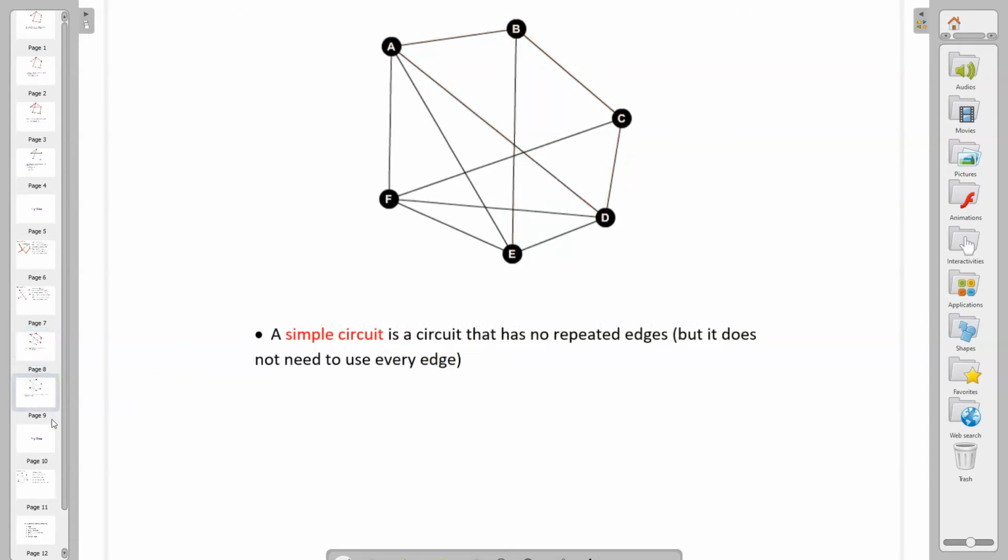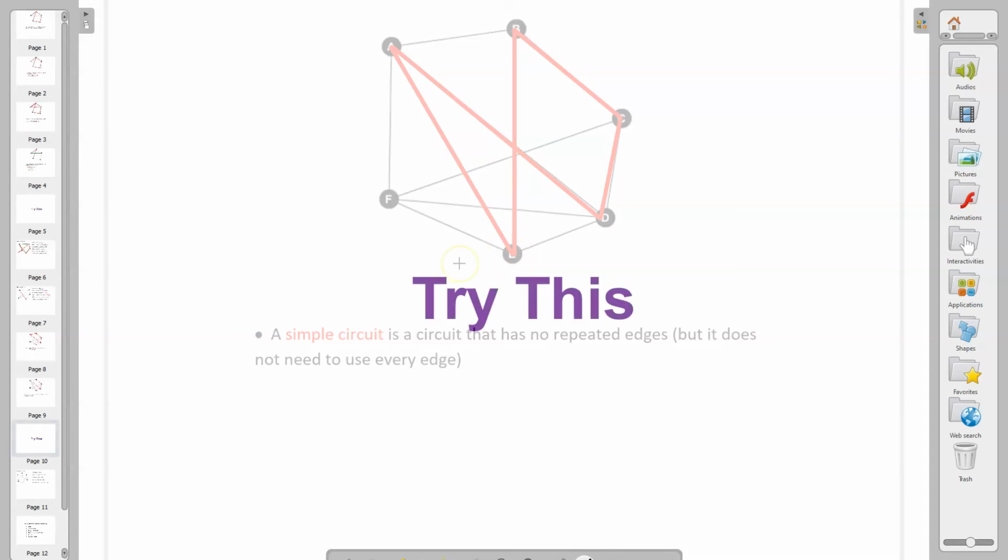A simple circuit is a circuit that has no repeated edges, but it doesn't need to use every edge. As an example, we could start at E, go to B, to C, to D, to A, and back to E. It's a circuit because it ended up where it started, and it didn't repeat any edges as the previous example did. Try this question.